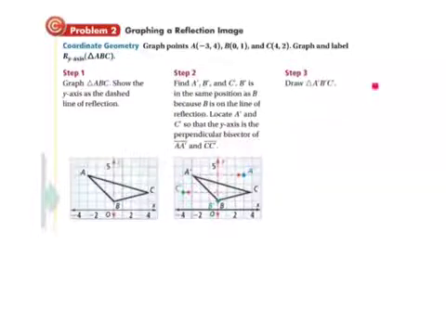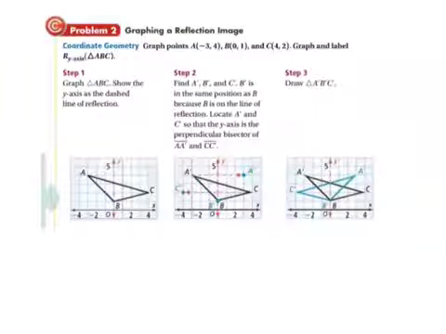So now we're on to step 3, where we can draw our image triangle A prime, B prime, C prime. Triangle A prime, B prime, C prime will be here. So in this case, these two figures do overlap. And notice that our image point A prime and A are on opposite sides of the line of reflection, and C and C prime are on opposite sides of the line of reflection. And point B prime is actually on the line of reflection because B is on the line of reflection.